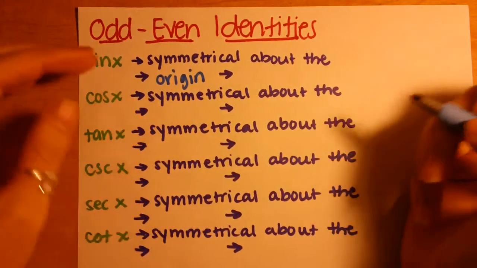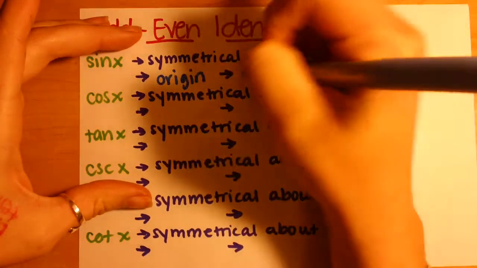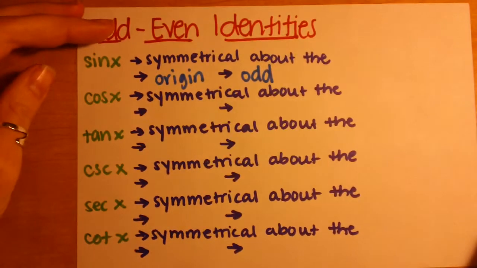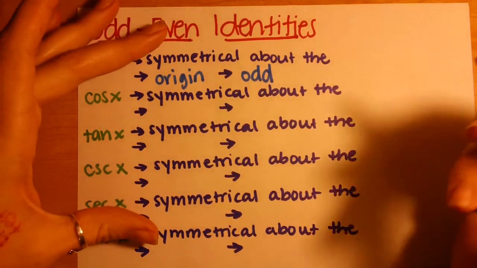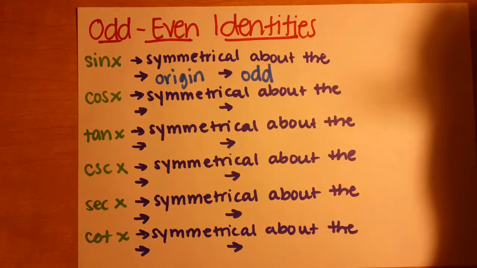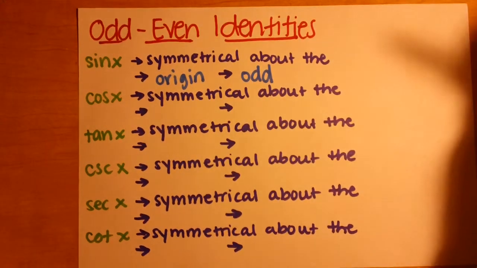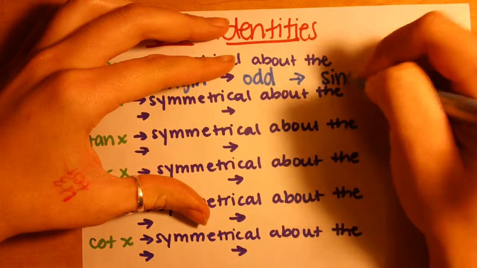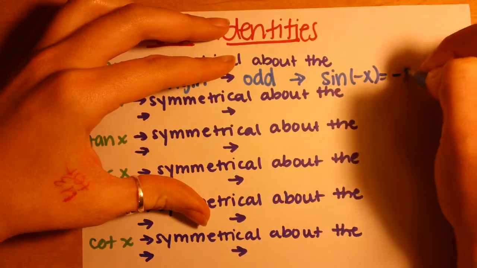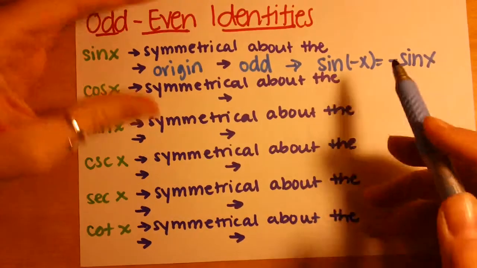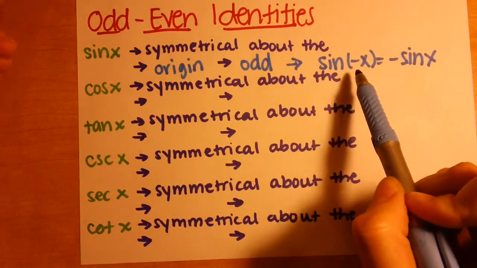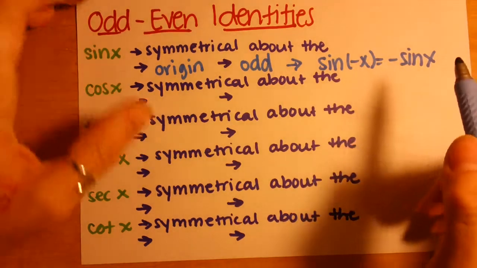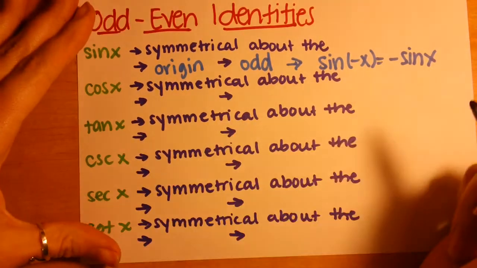So that means it's odd. Okay, so from here we can see that this is going to be similar to how we found our even and odd before. We're going to have sine of negative x equals negative sine of x. This is like saying we had f of negative x equaled negative f of x to get an odd function. Very similar. So let's try cosine.